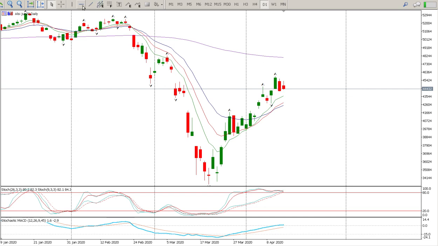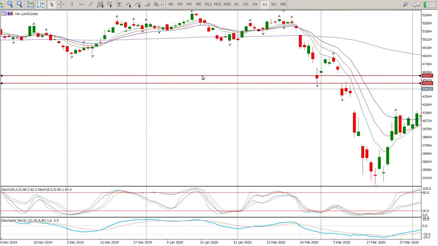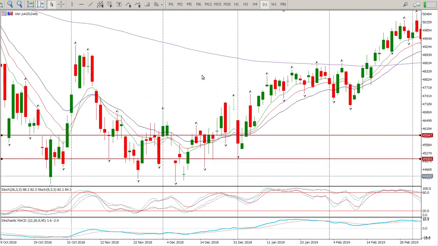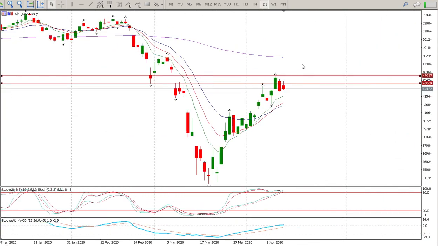So let's just get the levels in. I think that's the first level I want to pay attention to, and then just check to the left here. Okay, so those are the two levels: the previous high and this swing low here. You can see we went above it, we closed below this level on the daily, and then we had a second daily close on the level below.